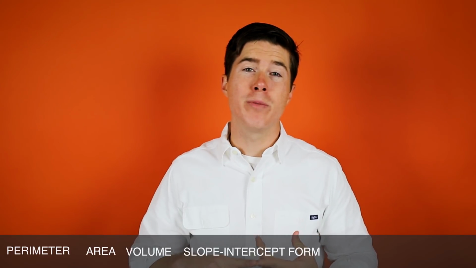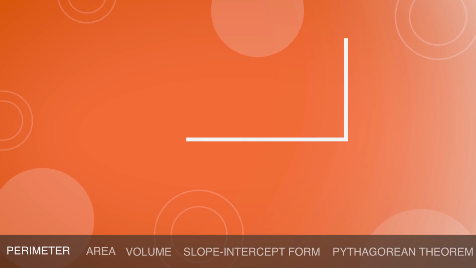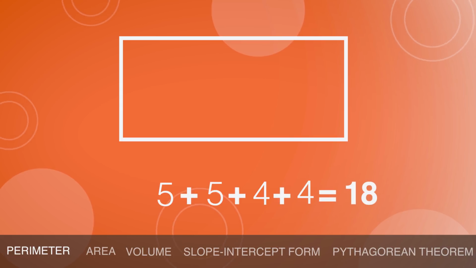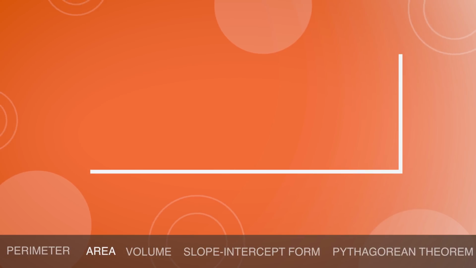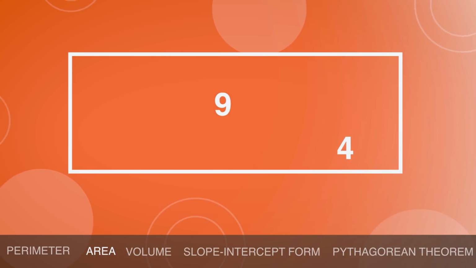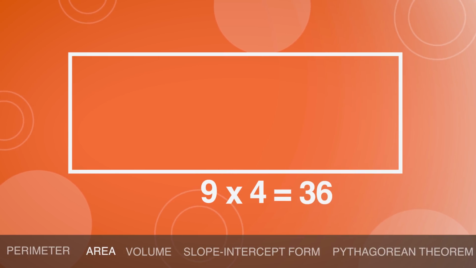Now, a formula in math just gives you a way to set up the information to find the right answer. They aren't very complicated. And the formulas you need to know for Praxis are perimeter, area, volume, slope-intercept form, and the Pythagorean Theorem. Perimeter simply allows you to find the length of an outline of a shape. To find the perimeter, simply add all the shape's sides together. Area is the measurement of a surface of a shape. Area is generally found by multiplying the sides of the shape together to get the area.